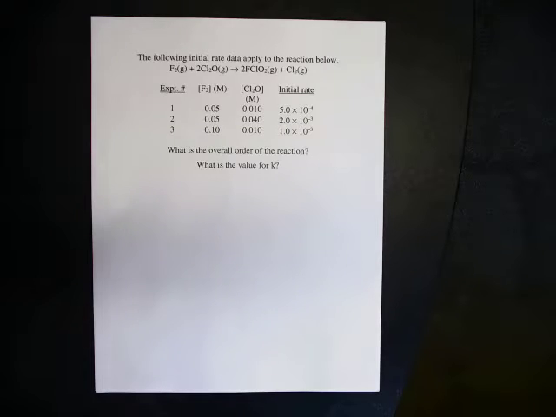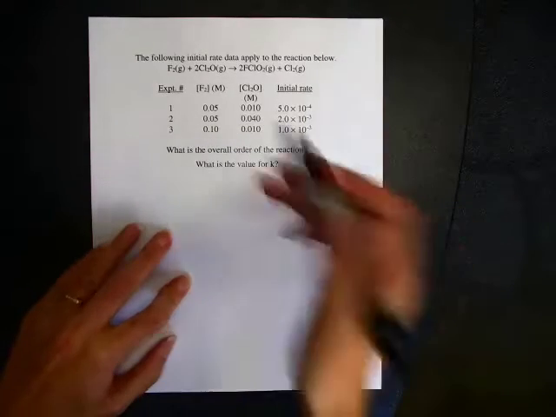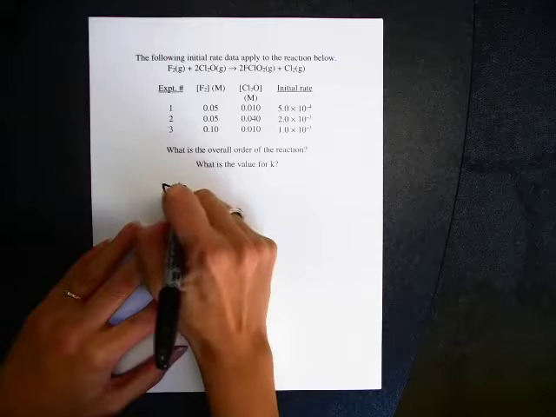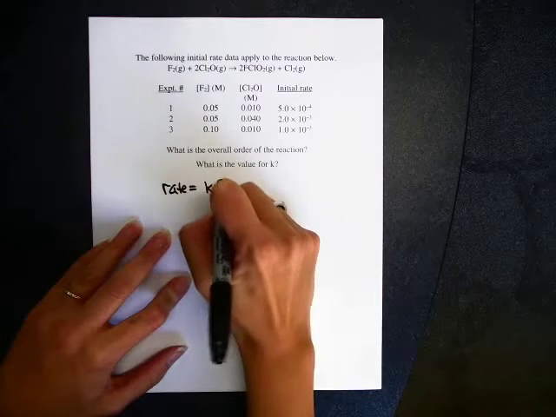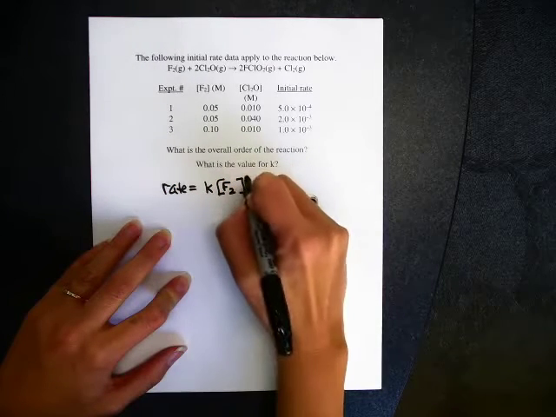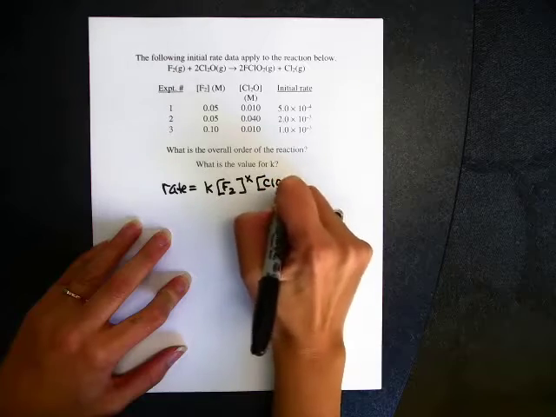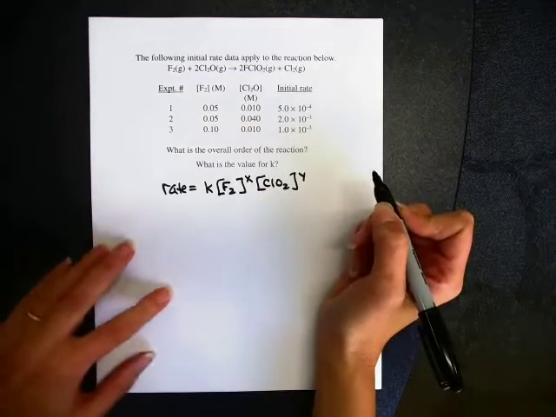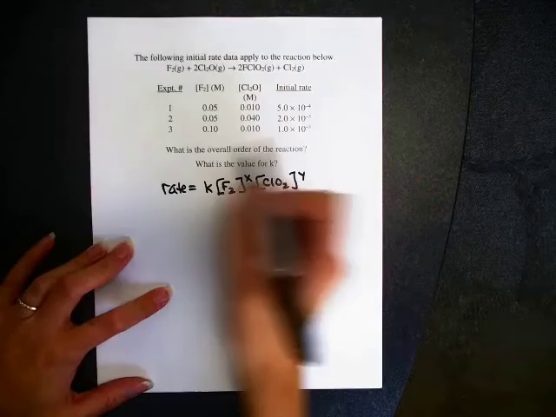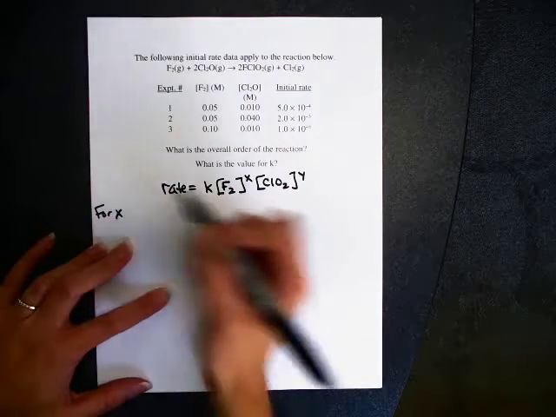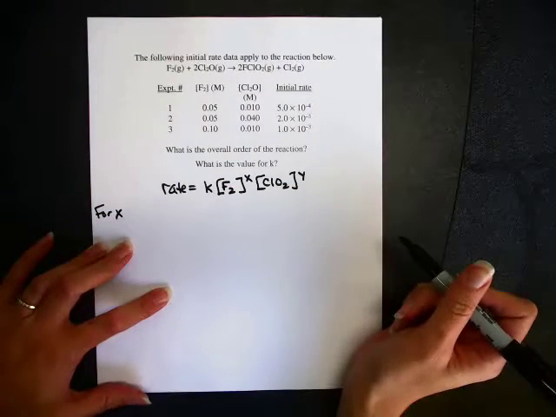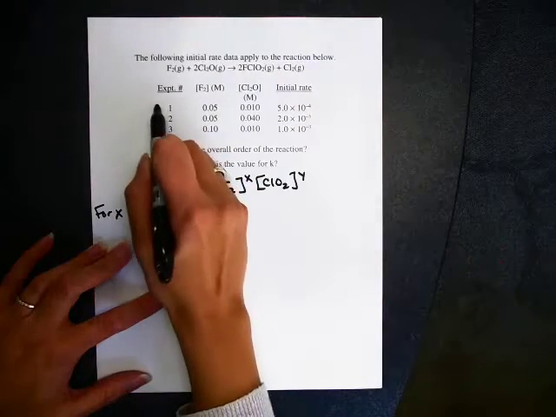All right, so I'm looking for the overall order of the reaction and the value for k. First, I'll start with the generic rate law. Rate equals k times the reactants raised to powers that I don't know. So F2 to the x, and that's supposed to be Cl2O, but I wrote it wrong. Anyway, to the y.